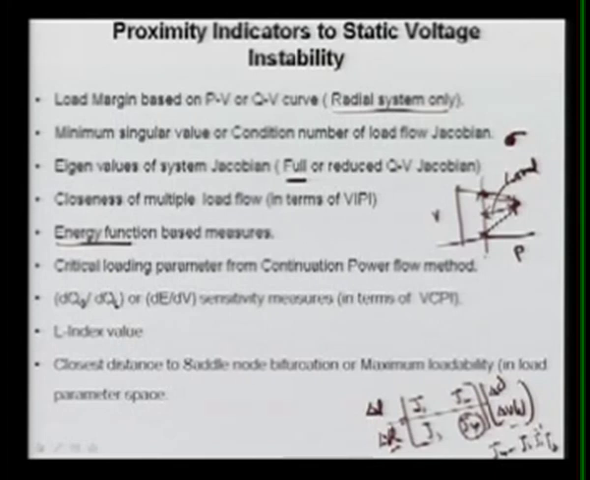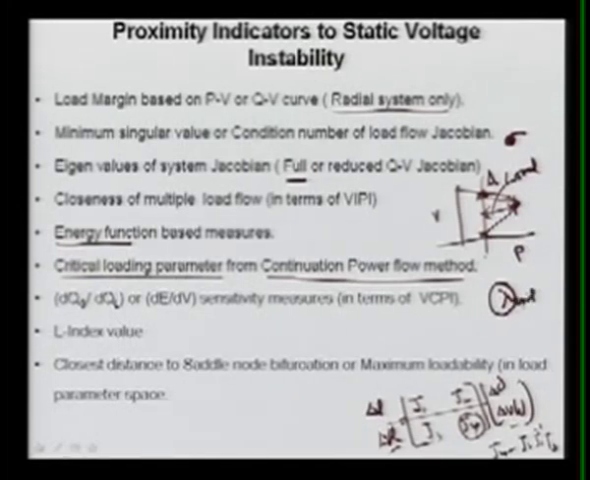Then there are the critical loading parameters from the continuation power flow methods. As you know, if you are operating, let us suppose, at this point A, with the help of continuation parameters you can find how much you can load your system to reach this nose point. That is the critical lambda, lambda critical, meaning you can only load your system up to that lambda critical.